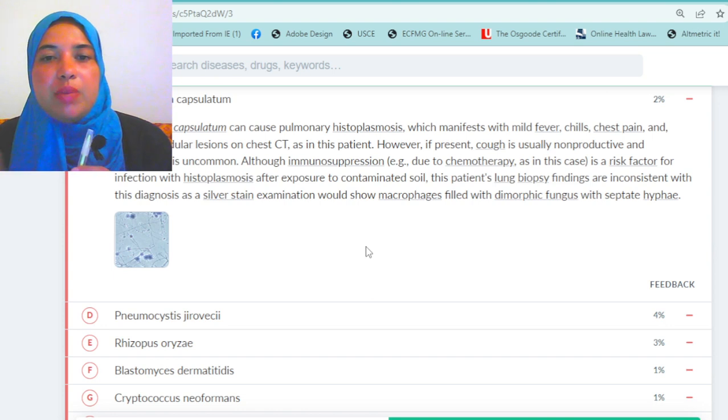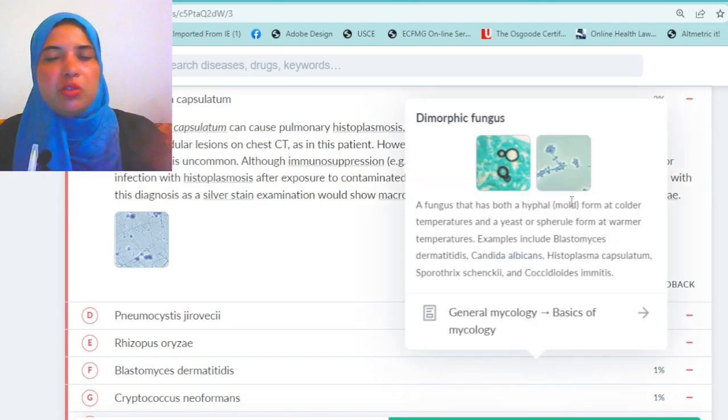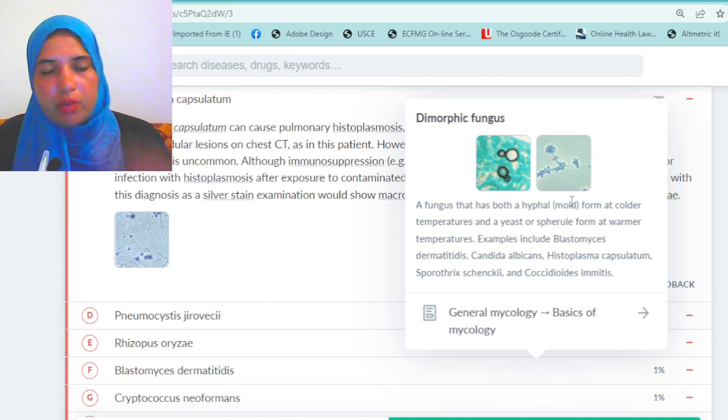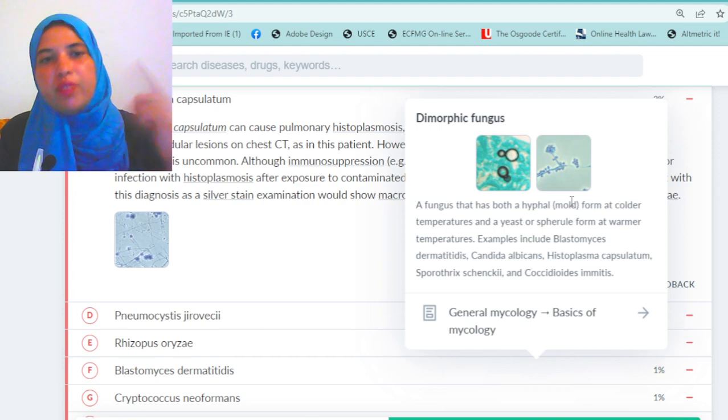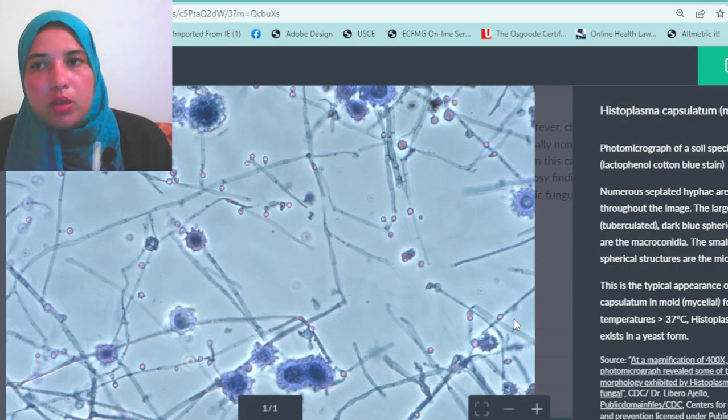As a silver stain examination will show macrophages filled with dimorphic fungus. So again, there's lots of fungus, so you need to get used to seeing these things. So here we know that if it was histoplasma, I would look for a macrophage, and inside that macrophage, I would see the fungus that I'm looking for. Again, let's take a second and look at that.